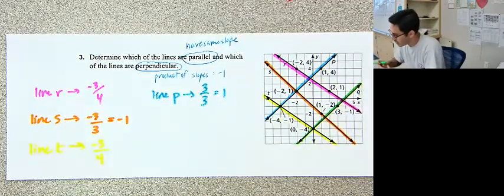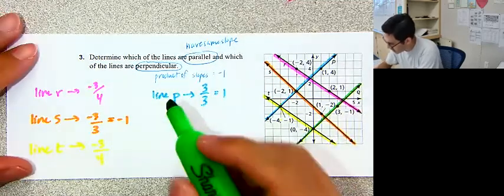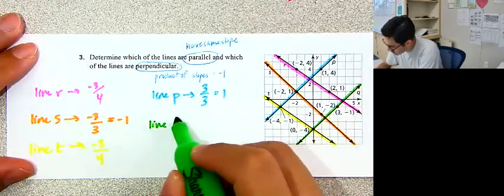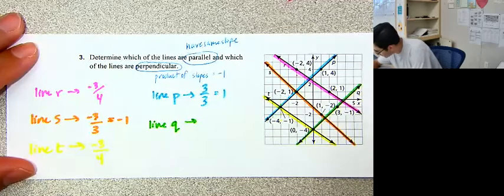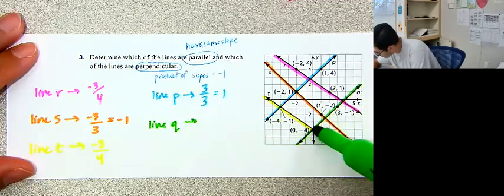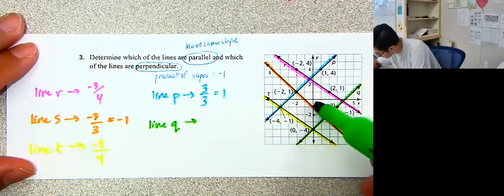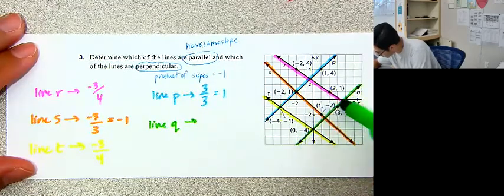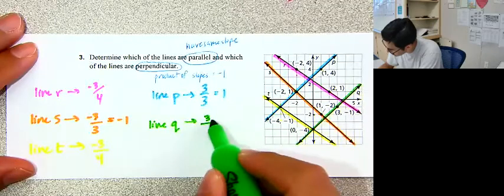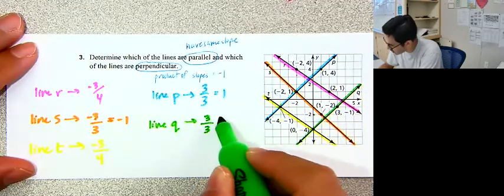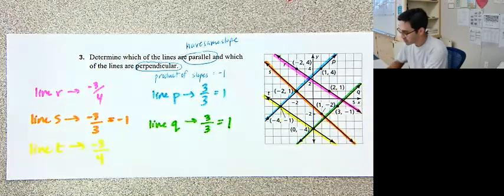Green line, which is named line Q. Let's find 2 points. There's a point here and a point here. So that's up 1, 2, 3, and forward 1, 2, 3. So that also has a slope of 3/3, which is 1.